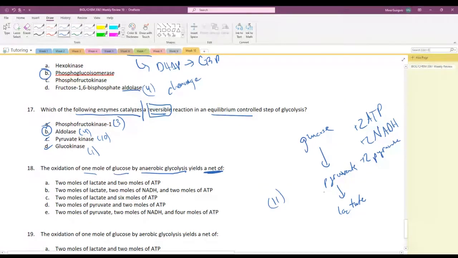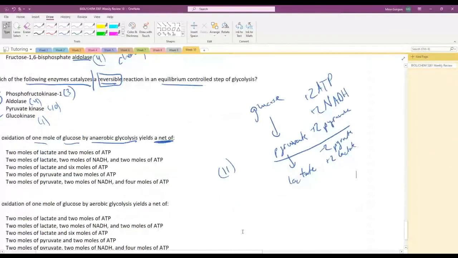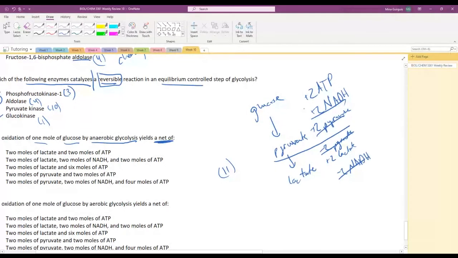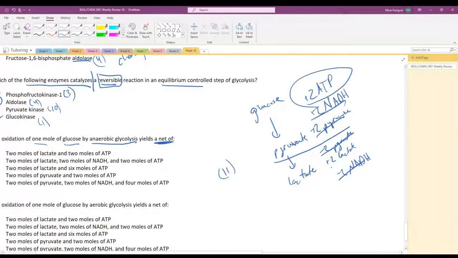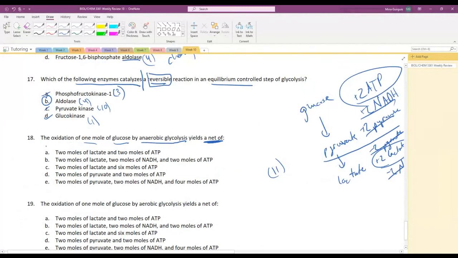So the 11th step says minus 2 pyruvate and plus 2 lactate, and minus 2 NADH, right? Because the point of this step is to reform our NAD plus in order to do more glycolysis. So pyruvate gone, NADH is gone. So the net of anaerobic glycolysis is ATP and lactate. In other words, it is 2 moles of ATP and 2 moles of lactate, letter A.